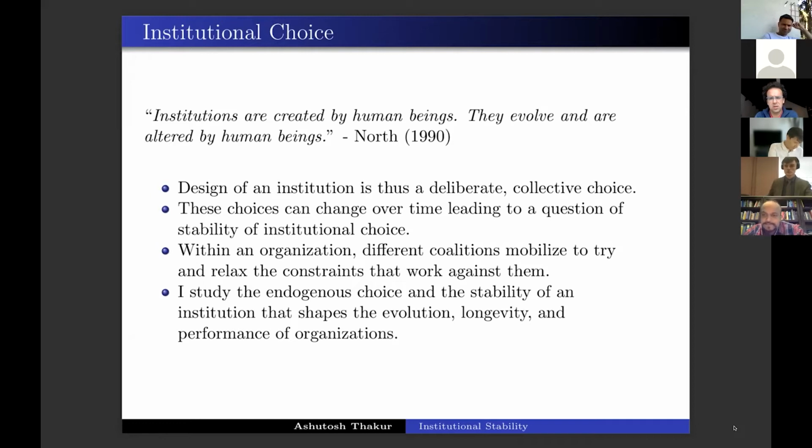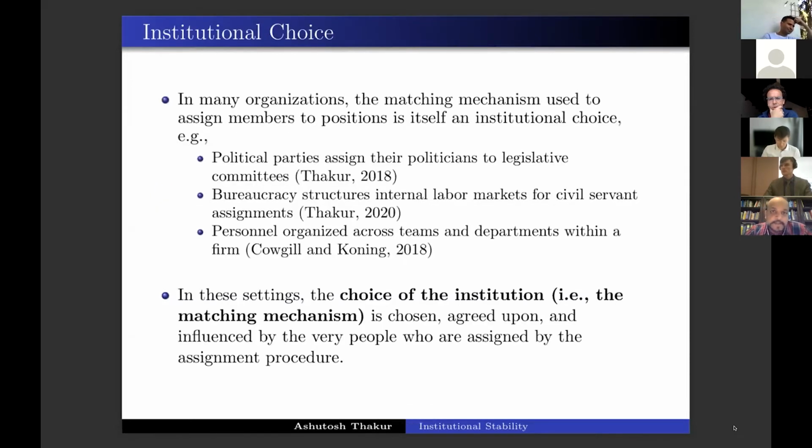So this gives rise to the question of stability of institutional choice. And within an organization, different coalitions are often mobilizing and trying to change the institution and relax the constraints that work against them. So this paper is going to study endogenous choice and stability of an institution that's going to shape all types of performance and evolution of organizations. So in particular, in many organizations, the matching mechanism used to assign members to positions is itself an institutional choice, right? So here are some examples.